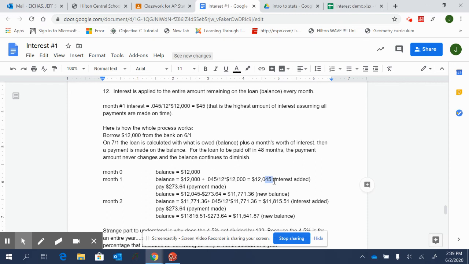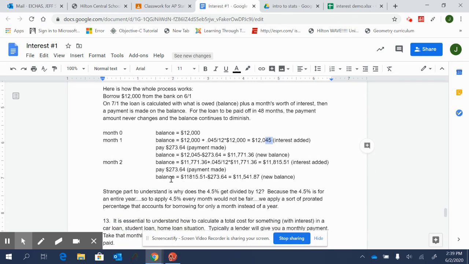But the interest is added before the payment is made. So the new balance is down to $11,771. It was $12,000, and after one payment it came down $229, or $228 and some change. Now wait a minute, you paid $273. Why did it only come down $228? That's because $45 of that had to pay for the interest first.